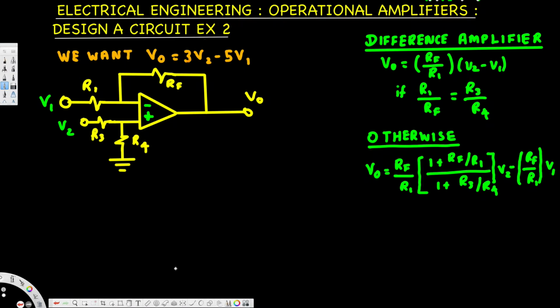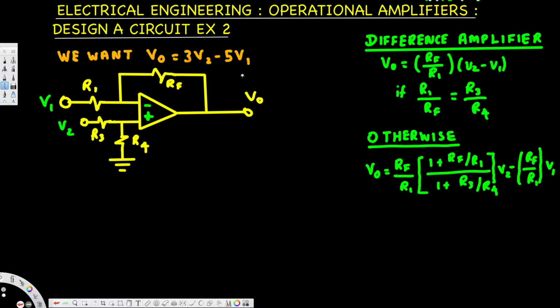In this video we are going to see how to design a circuit based on an equation. Here we want the output voltage V output to be equal to 3V2 minus 5V1. To derive this equation we are going to use a difference amplifier and create a circuit that gives us a V output equal to 3V2 minus 5V1.